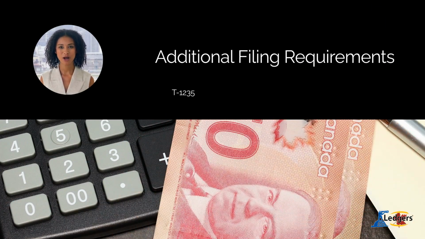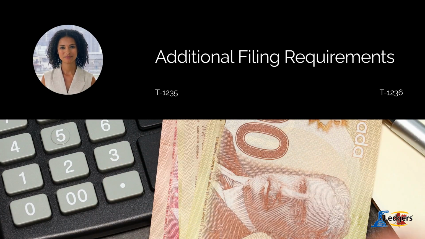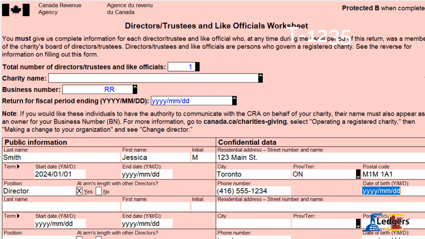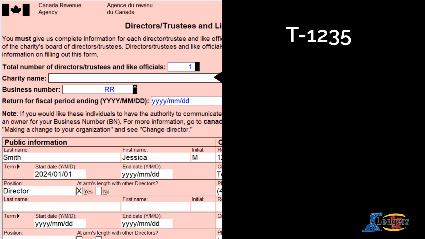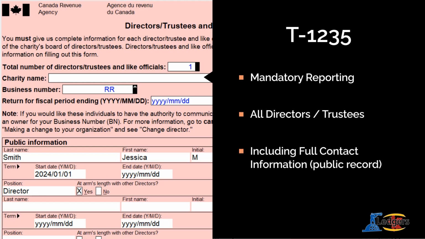There are other mandatory forms that are required by the CRA as well, and additional reports if certain circumstances are met. Form 1235 is mandatory. All registered charities must report this information. You must list all directors and trustees of the charity along with their full contact information. Their position, start dates, and end dates are public record. Home addresses are for CRA reporting only.